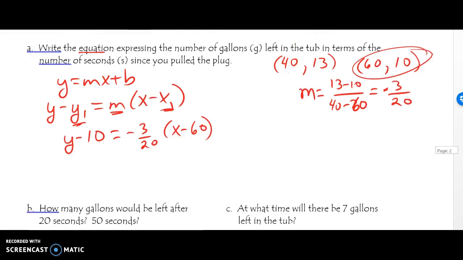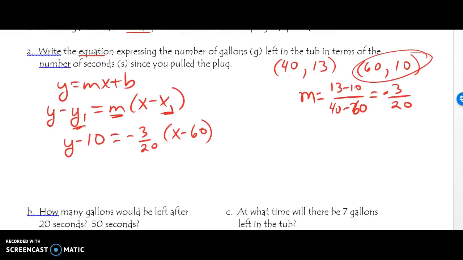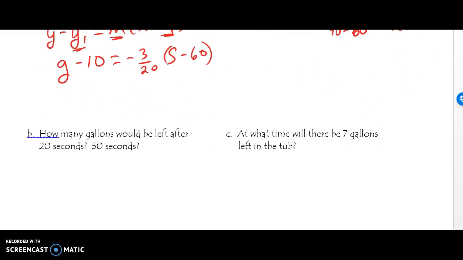Let me go back, because we were told to use S and G. S is the X. Remember, this was seconds, this was gallons, and G was my Y. So when I go down here, I want to find G when S is 20. I take this equation, fill in 20 for S, and solve this for G.